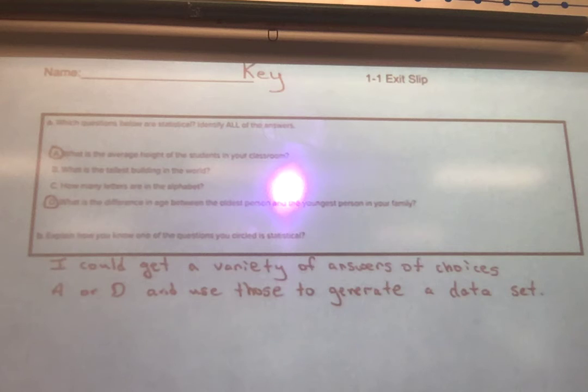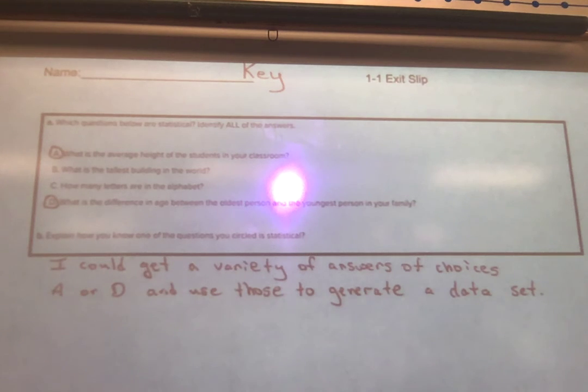And then question D, what is the difference in age between the oldest person and the youngest person in your family? So I could ask that to all of you and I'd get a different answer. So again, I'd have a lot of data there that I could generate and graph or chart somehow to make some decisions with. So letter A and D, those are both correct.